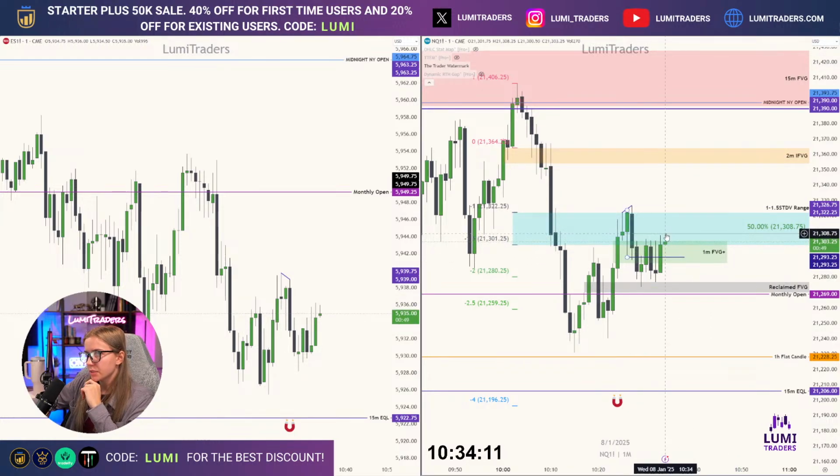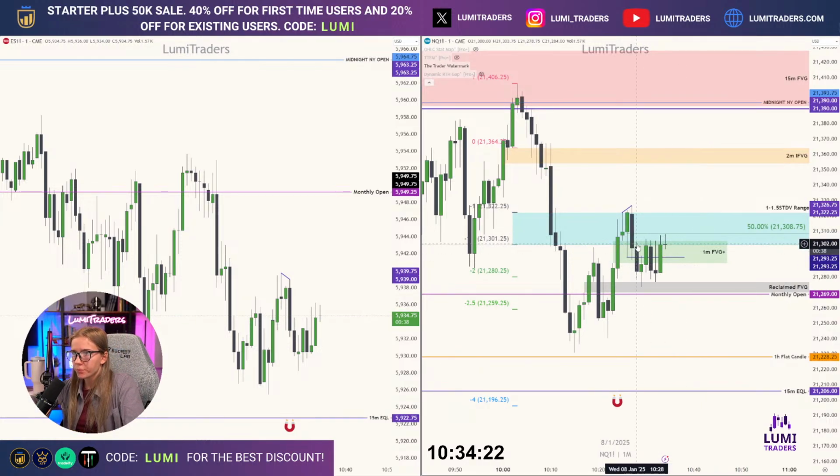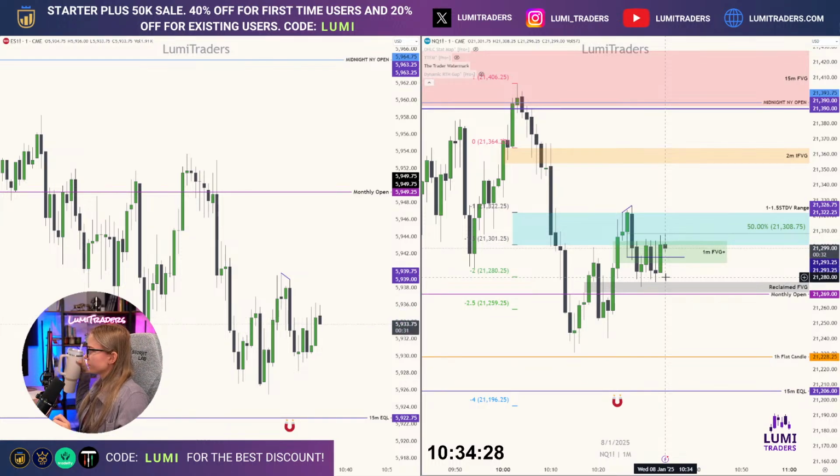For me, this 50% is a very important level. Once again, as long as we stay below this level, we have a chance to see a potential move lower. Otherwise, no interest in shorts. So I will wait for displacement.